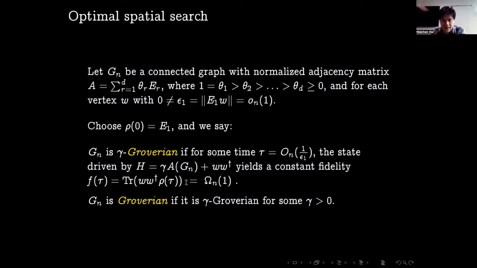It's worth pointing out that this time 1 over epsilon is the optimal time for having a constant fidelity. The shortest time is 1 over epsilon. So that's why we call it an optimal spatial search. And when the graph is a regular graph, then this 1 over epsilon actually becomes square root of n. So this recovers the famous square root n, the quadratic speed up over the classical search algorithms.